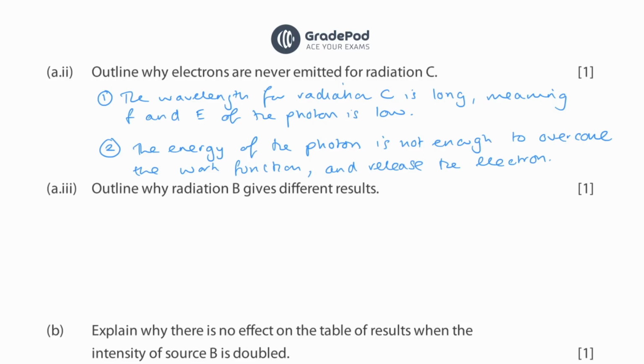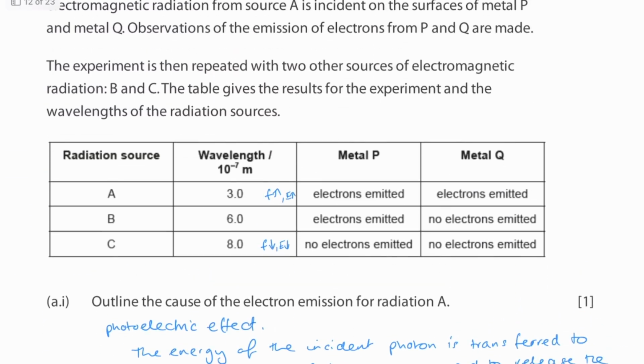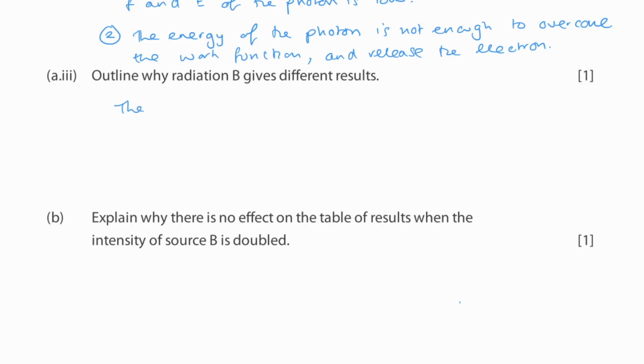A3. Outline why radiation B gives different results. Let's go to radiation B. With radiation B, we've got a kind of average wavelength. Some electrons are emitted from metal P and no electrons are emitted from metal Q. That means that the work function for metal Q is greater than the work function for metal P. I'll just write that down.